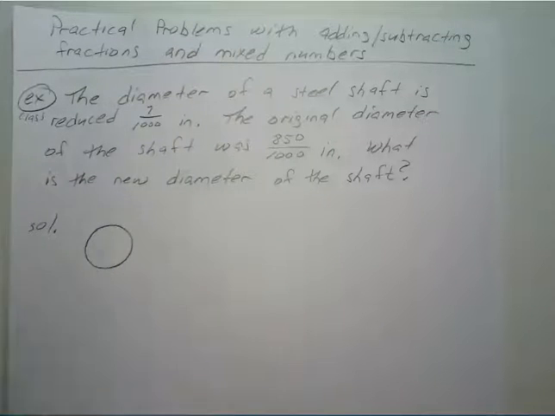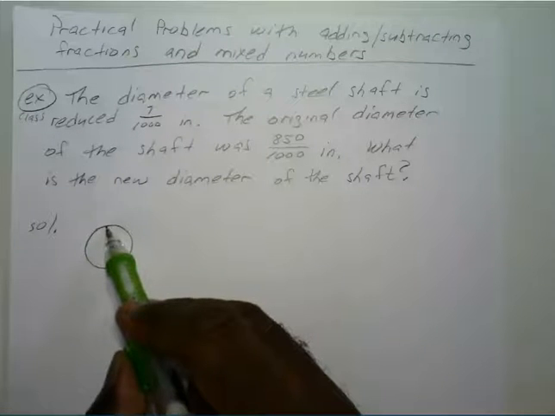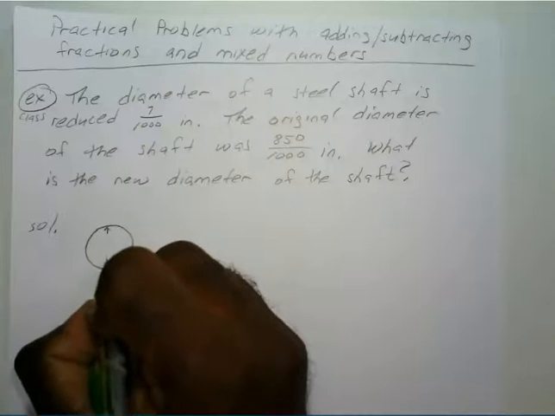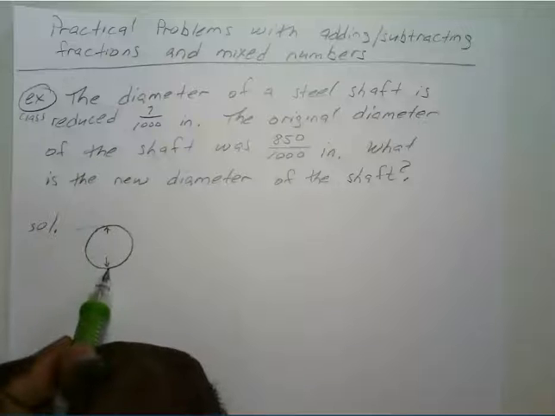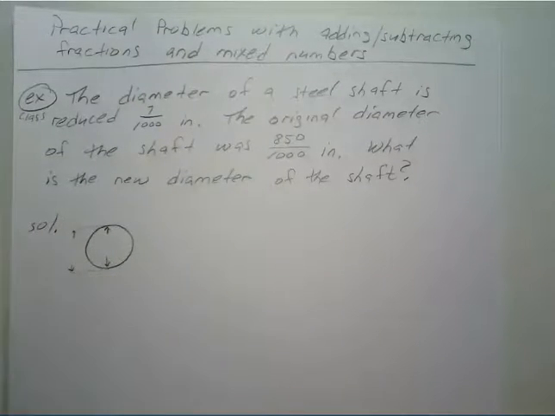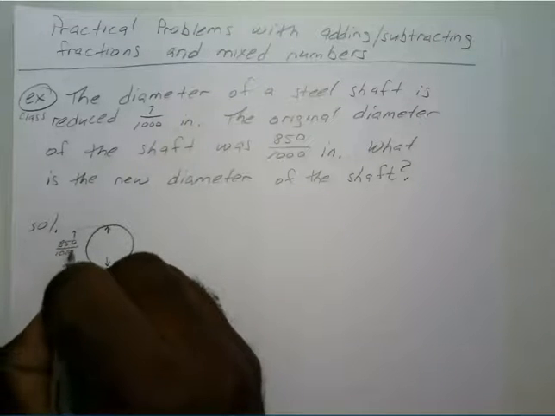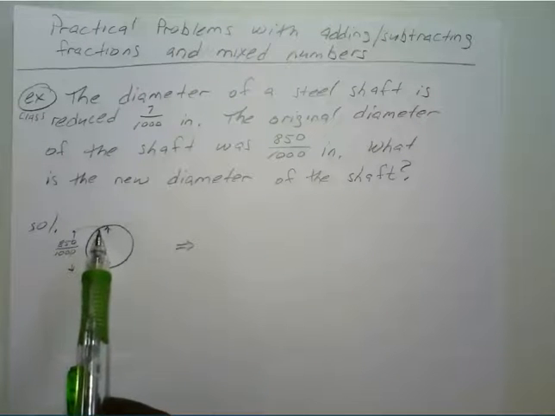So let's say that's your shaft, and the diameter is really just the length from one end of the circle to the other. So from here to here, that's your diameter. That means from there to there, I'm going to write that on the outside. It started off as 850/1000ths of an inch. But they reduced that diameter.